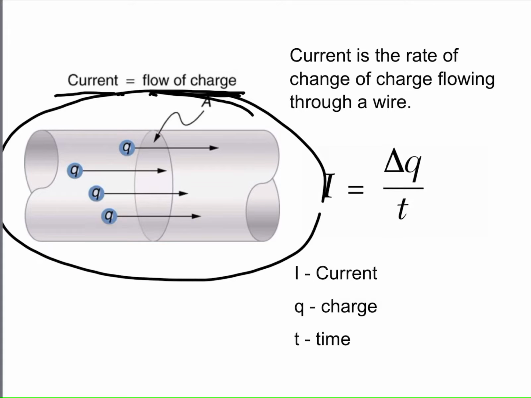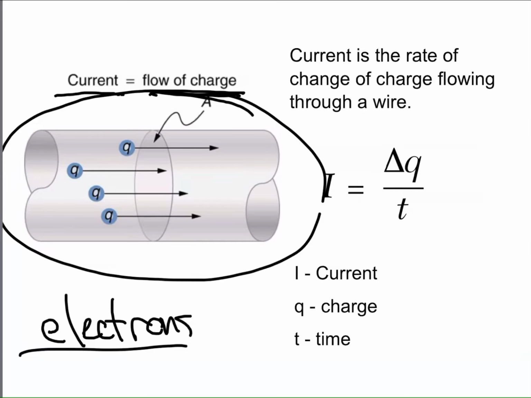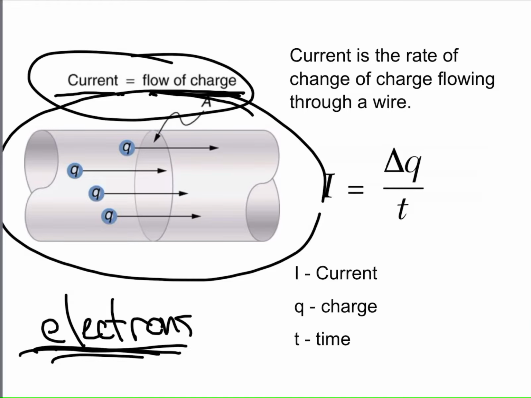Now, specifically, and this is going to be on the next page, electrons. So even though they're saying Q for charge in general, we know that electrons are the ones that move. We talked about that earlier in the chapter. Now, more specifically than this, current is the rate of change of charge flowing through a wire. It's how quickly charge moves through a specific point.